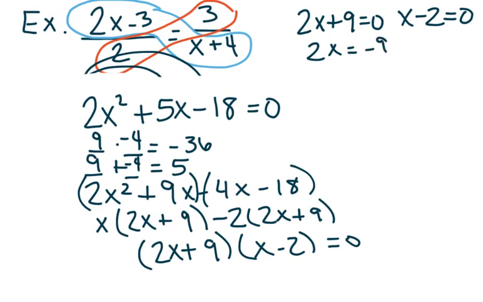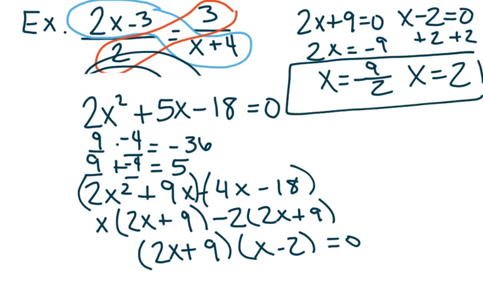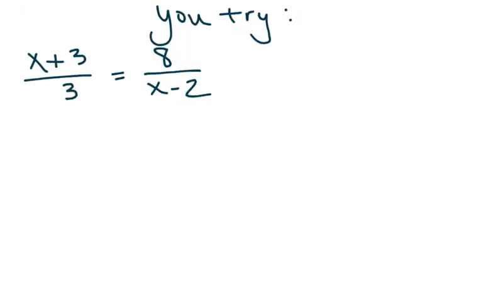And then I'm going to get rid of timesing by 2 by dividing. So my first answer is negative 9 over 2. And then in the second quantity, I need to get rid of minus 2 by adding. So x equals 2. So in this case, we have two different answers. We have x equals negative 9/2 and x equals 2.